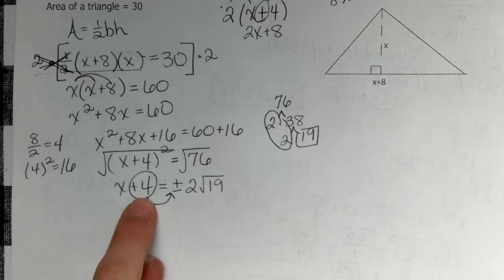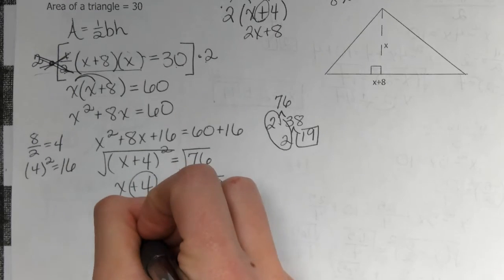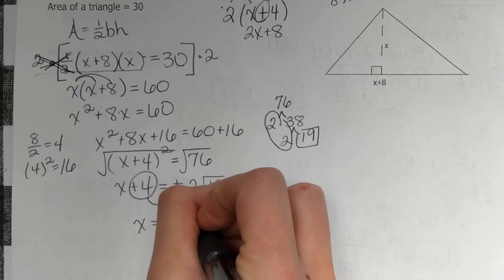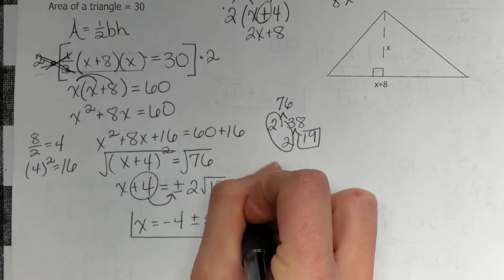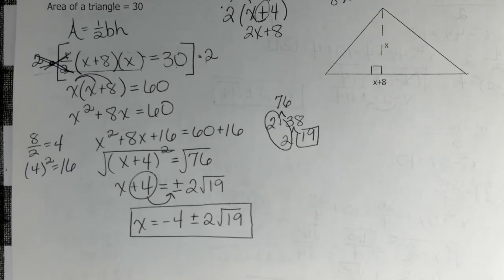Alright, so that's a positive 4. I have to subtract it. So x is equal to negative 4 plus or minus 2 square root of 19. Are you good with that?